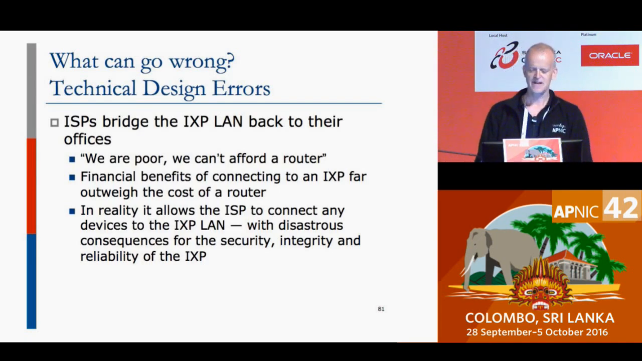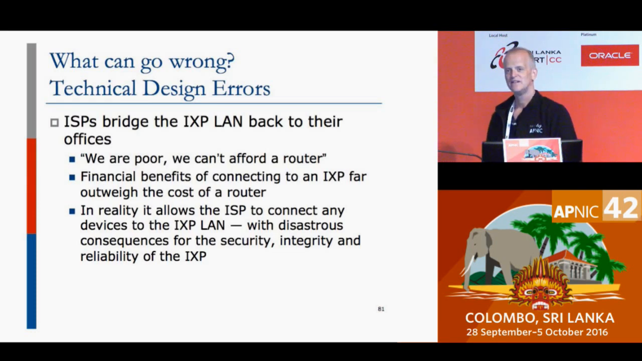So the financial benefits of connecting to an IX far outweigh the cost of a router. And of course, the usual thing, if people can't afford a router, what on earth are they actually doing? Routers you can have for like $100 from some of the really inexpensive providers. Right? So it can have disastrous consequences for the security, integrity, and reliability of the exchange point.